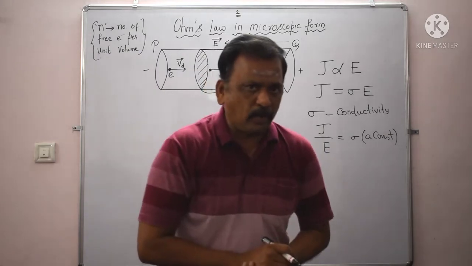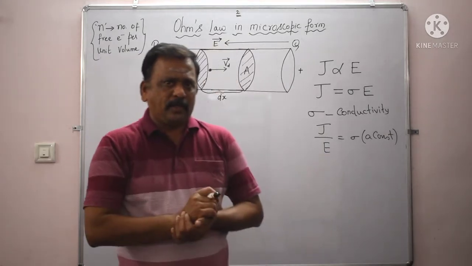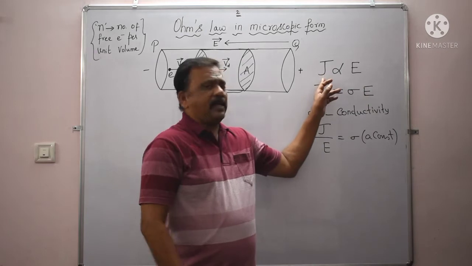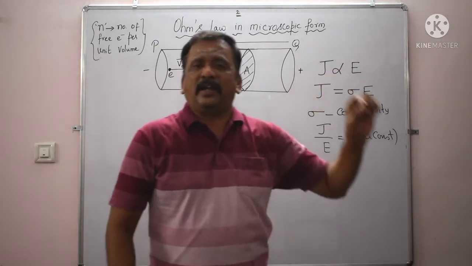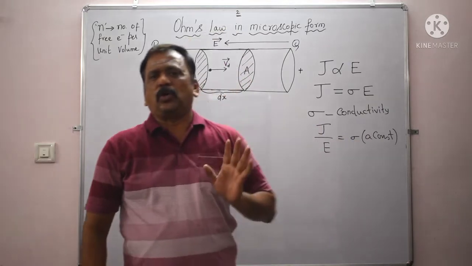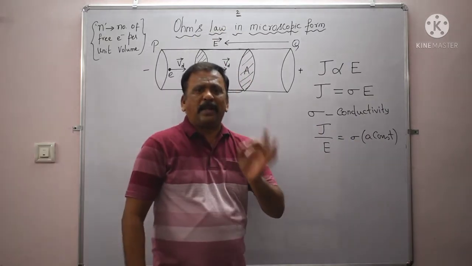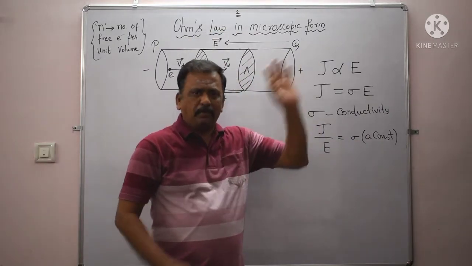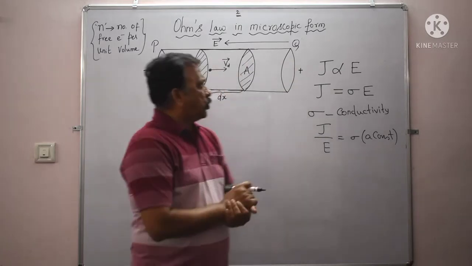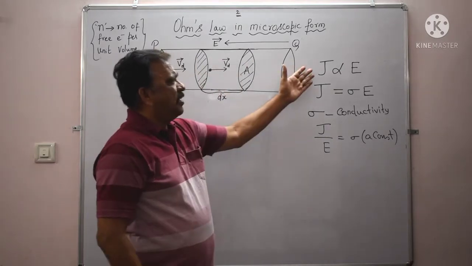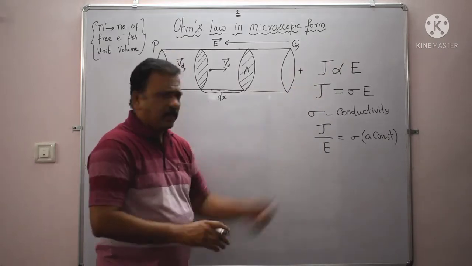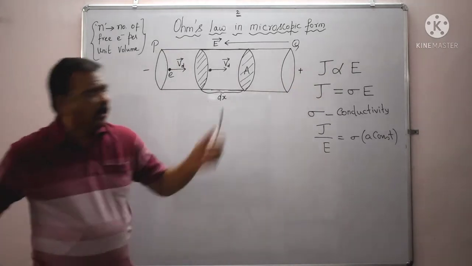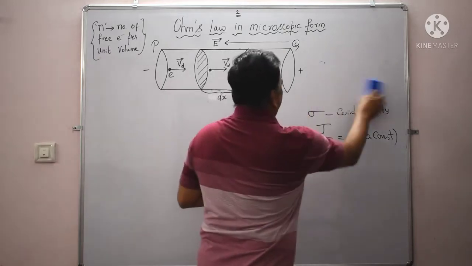I'll repeat the statement once again. At a constant temperature, the current density is directly proportional to the applied electric field. This statement is called Ohm's law statement in microscopic form. What I'm supposed to derive here is J is proportional to E. So we shall do it. It's very simple. It's an important paragraph question.